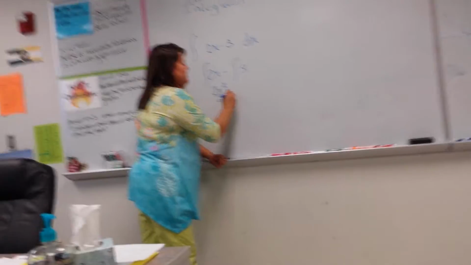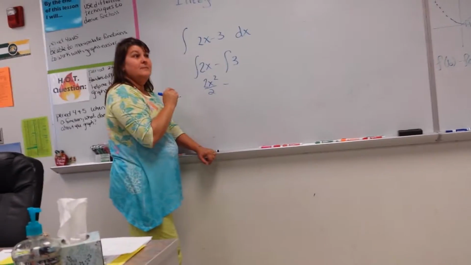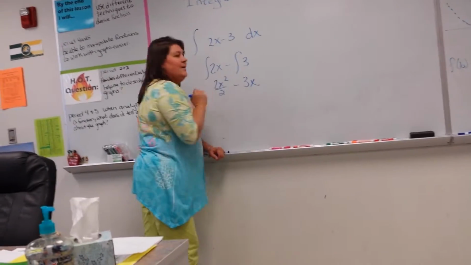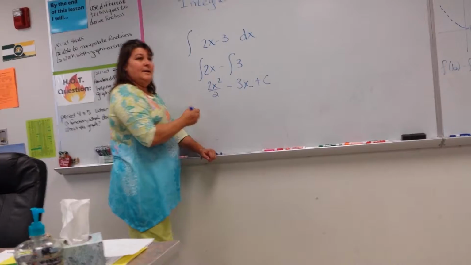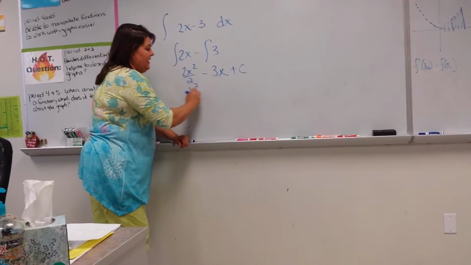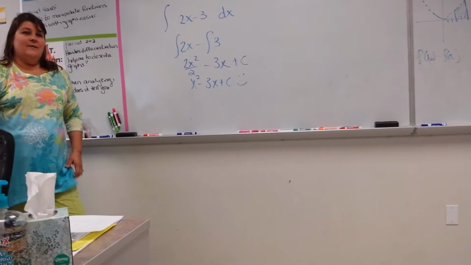I'll clean that up in a minute. And then what's the integral of 3? 3x. Did I have an A and a B? No. So plus C. Clean it up: x squared minus 3x plus C, you have your answer. Does that ring a bell?